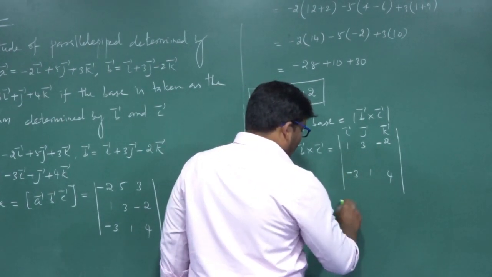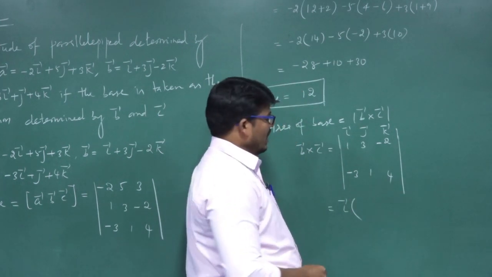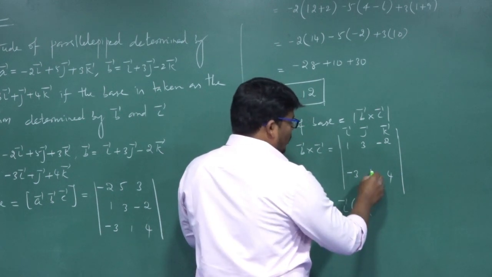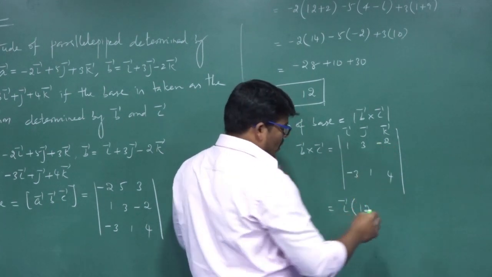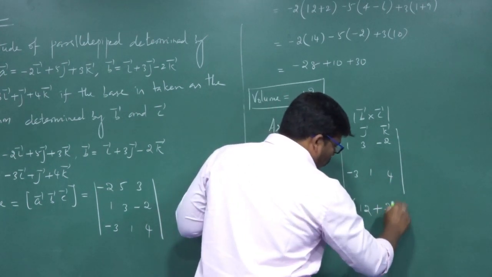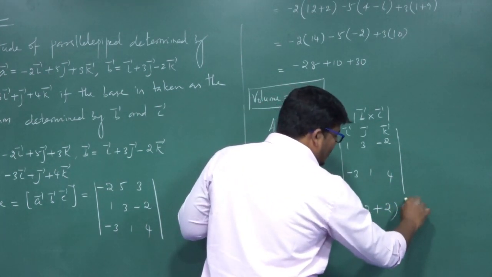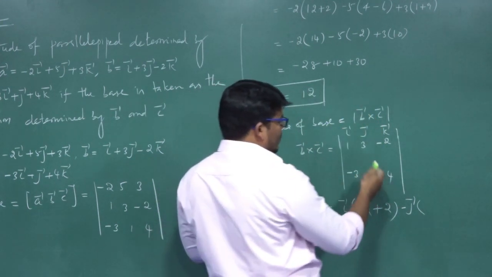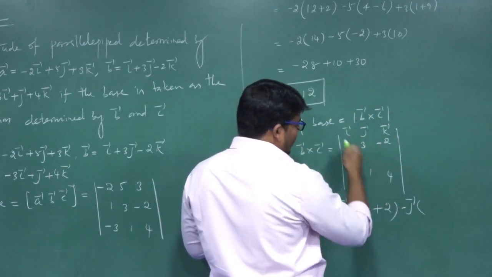That is equal to i into, first, 4 threes are 12; next, 1 into -2 is -2. The sign formula is minus, minus, or minus, plus, so 1 into 2 is 2. Next, minus j into, taking the element j, this column and row are eliminated, getting the minor matrix.